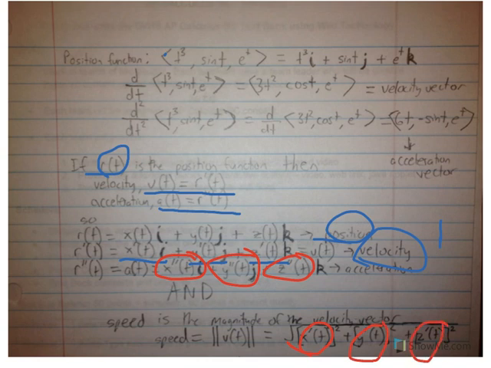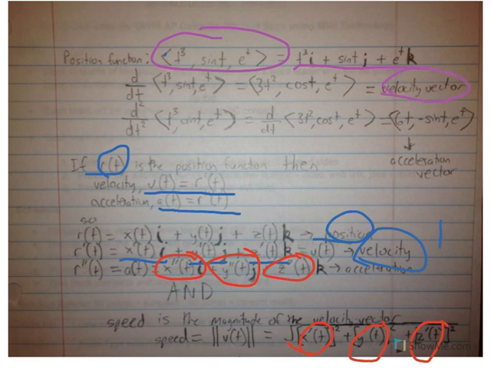And so, for example, if we had a function or a vector such as this, which can be written also as this, to find the velocity vector, we just take the derivative of that. So t cubed would become 3t squared, sine t would become cosine t, and e to the t would stay as e to the t, and that would give you the velocity vector.